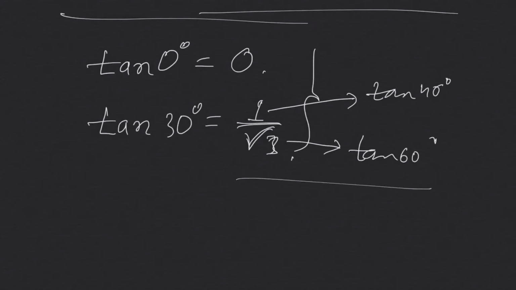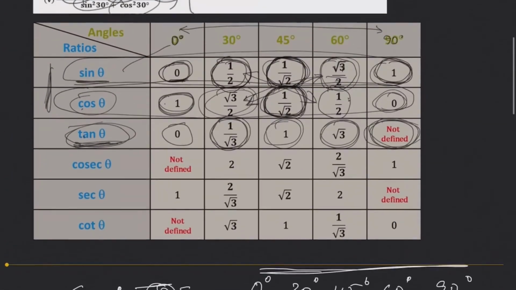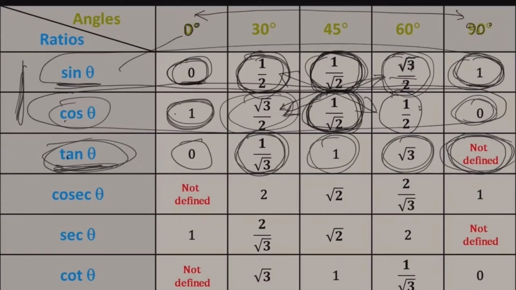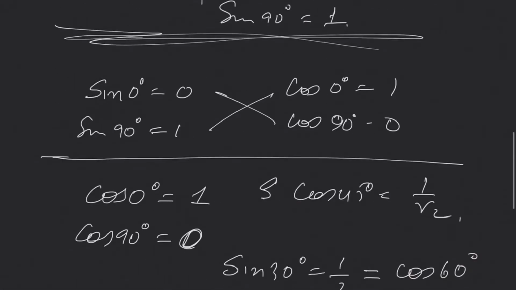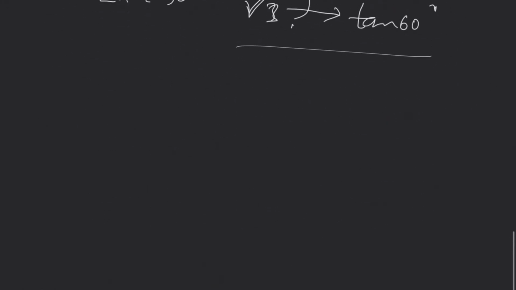If you observe in the table, tan 30 degree is 1 by root 3, then this value is tan 45, and below it root 3 is tan 60. So it's very easy to remember. Just by looking once, I remember that.